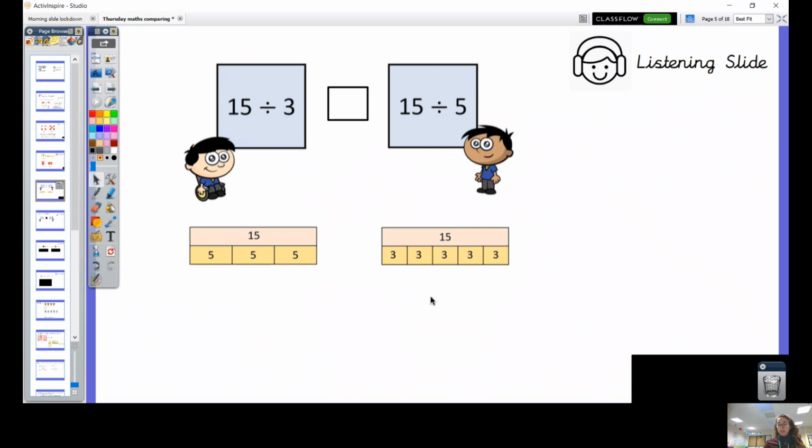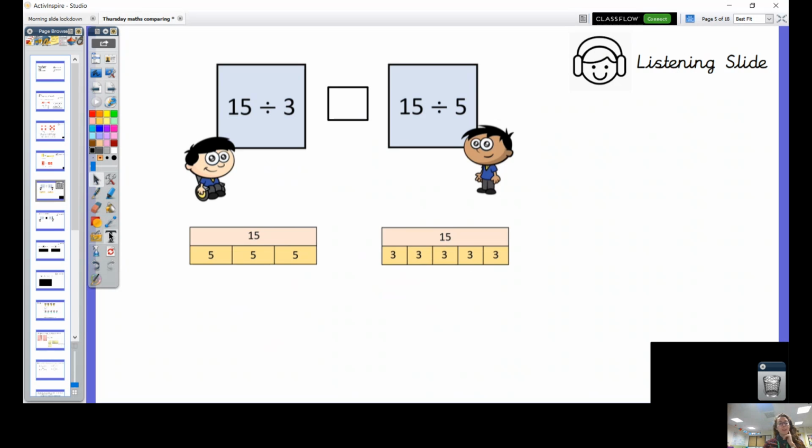Underneath here, I've chosen to draw a bar model to help me. So we can see that on this side we've got 15, which is the total, because we always start with the total on our dividing questions, divided or shared into 3 equal groups, and we've got 5 in each of those groups. And on this side, again, we've got 15 as our total, and it's been shared into 5 groups this time. They're equal, and in each group we've got 3.